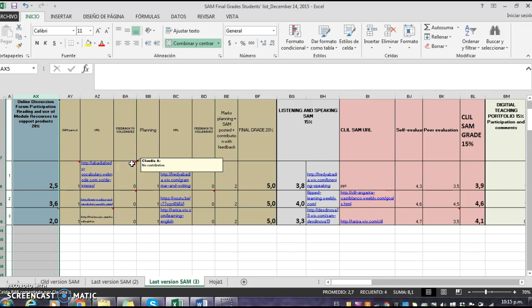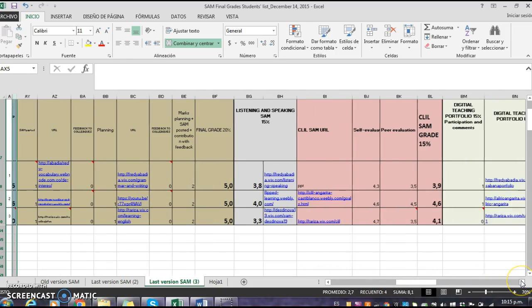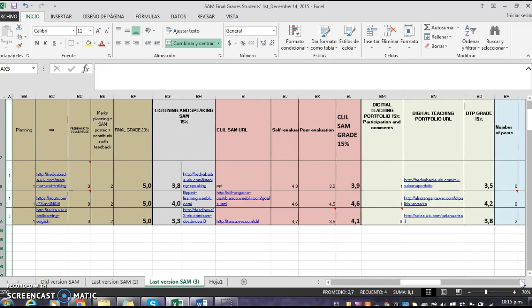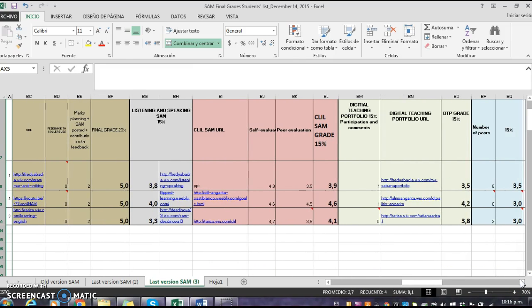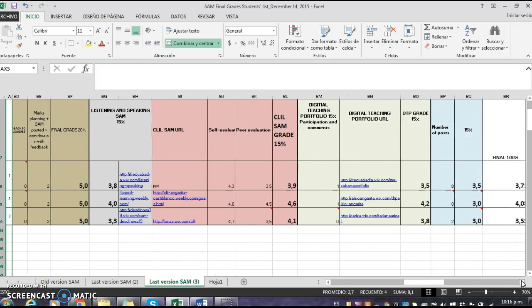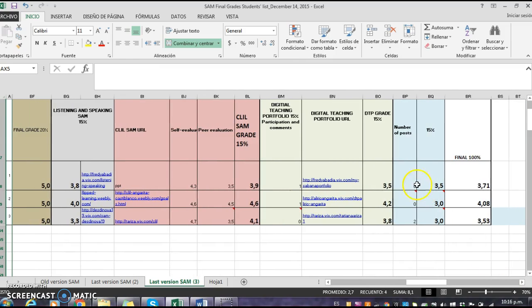So these red triangles actually mean my comments when I was checking every single comment or any single action that you did. So as you can see, I took the time. I actually analyzed what you did. I have everything posted here.